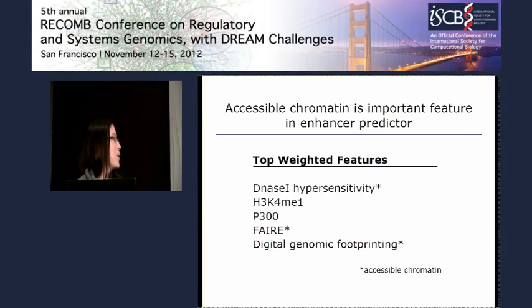And not surprisingly, we also see H3K4 monomethyl and P300 coming up as very informative marks of where we might find a developmental enhancer.